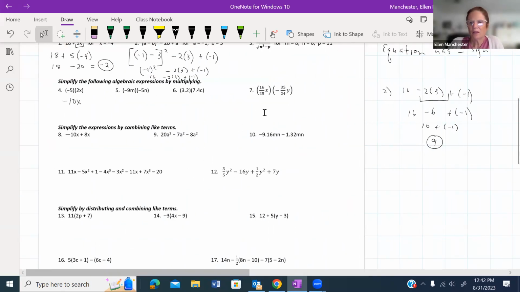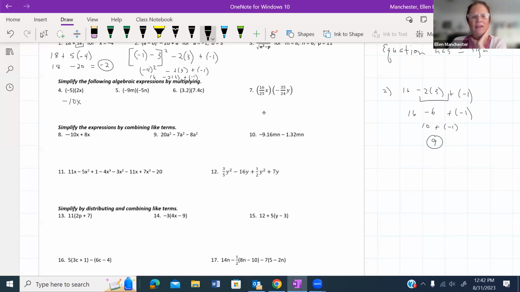Okay. All right, so we're going to continue simplifying the expressions. So negative 9 times negative 5 is a positive 45. Notice I'm kind of doing it in pieces, right? I'm doing the numbers, and then I'm going to gather my variables, my letters. And then m times n is just mn.